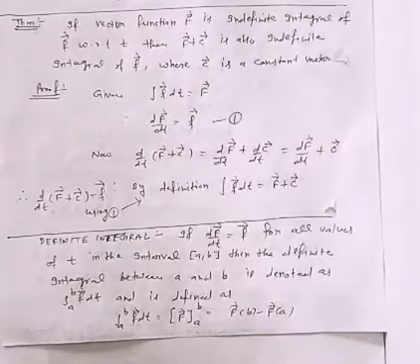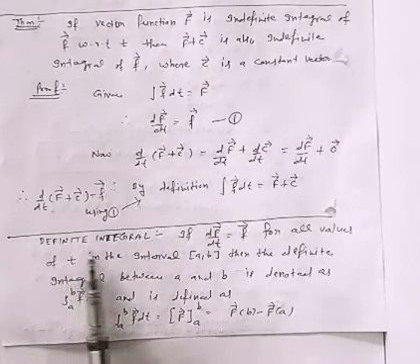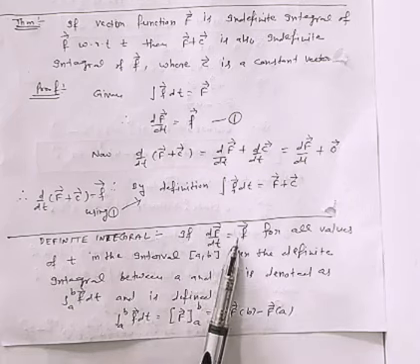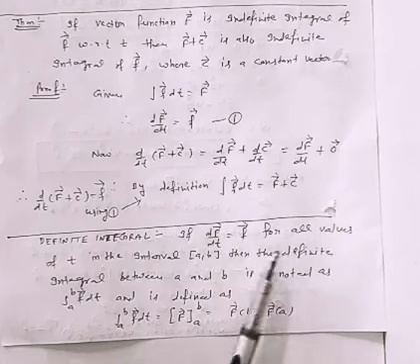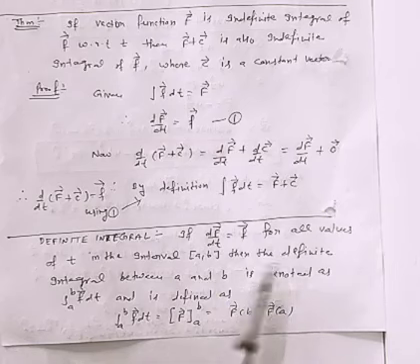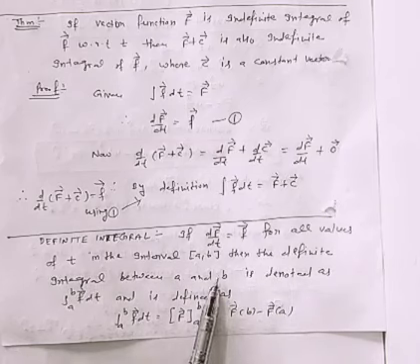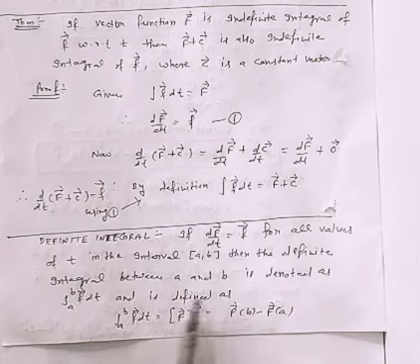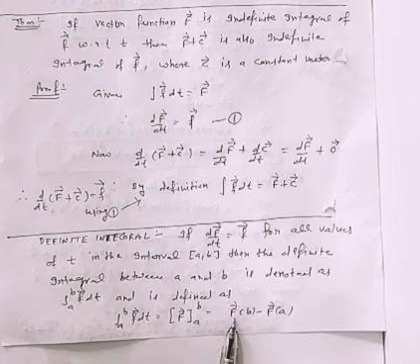Next definition is definite integral. If derivative of capital F factor with respect to t is equal to small f factor for all values of t in the interval a comma b, then the definite integral between a and b is denoted by integral from a to b of f dt, and it is defined as integral from a to b of f dt is equal to capital F factor within limit a to b, which is equal to F of b minus F of a.